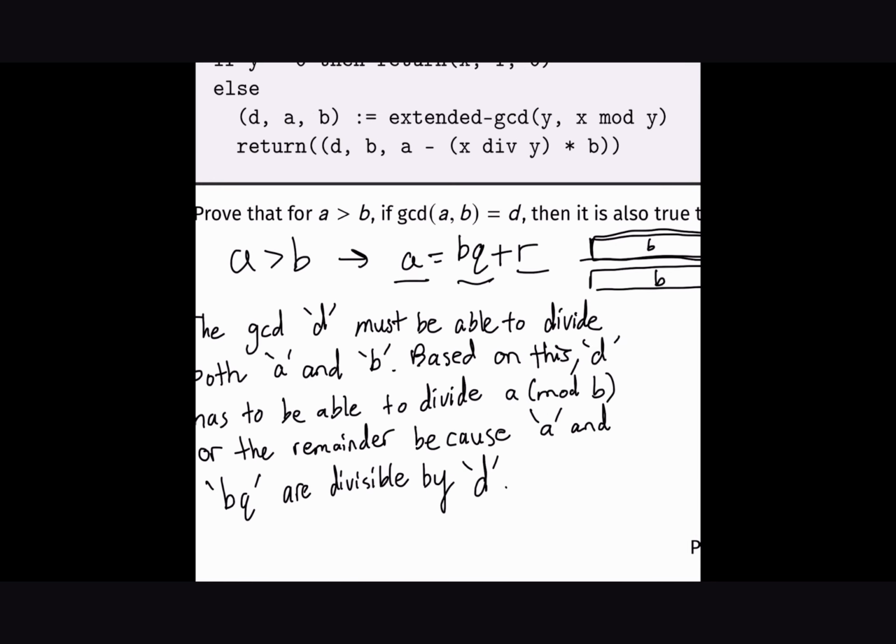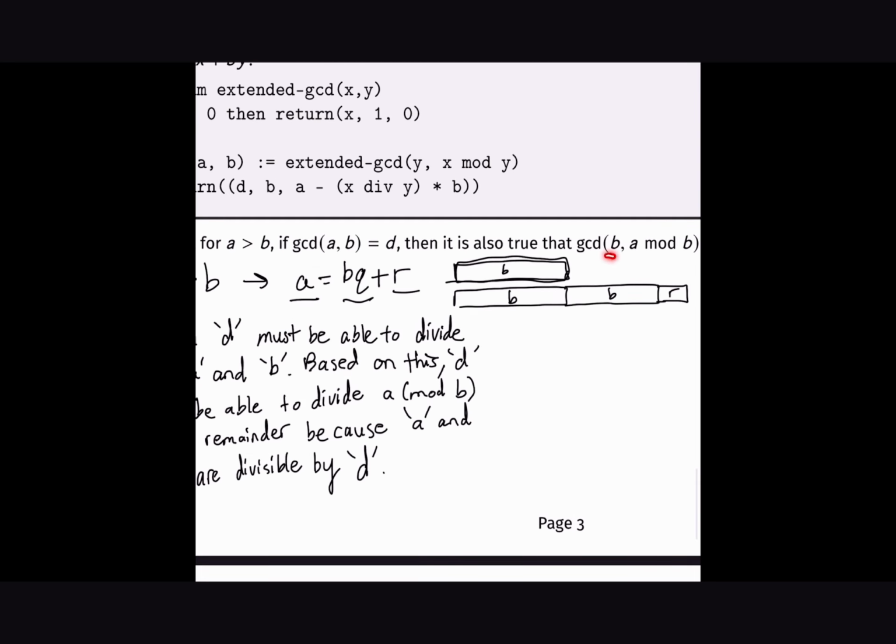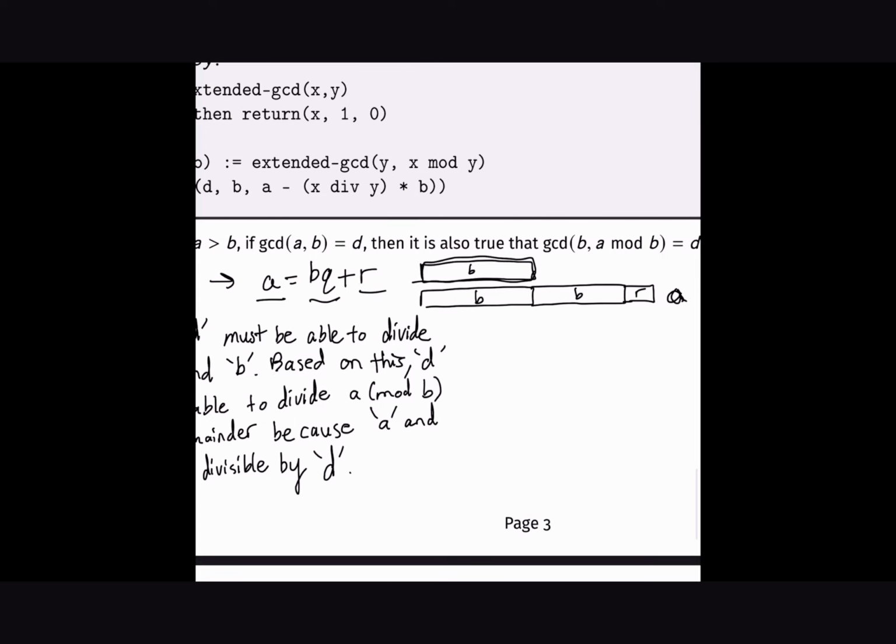Since the GCD divides a and b, a is divisible by d. bq has to be divisible by d as well, since b itself is divisible by d, thus any multiple of b has to be divisible by d. In order for a to be divisible by d as well, when bq and r are added together, both of these terms have to be divisible by d. Thus, we could rewrite this to be the greatest common divisor has to be able to divide b and the remainder.